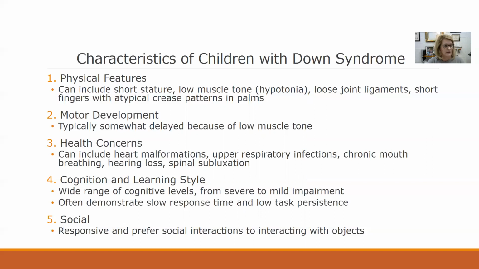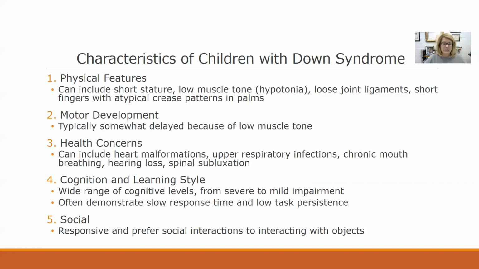Motor control is usually delayed because they have slow muscle tone, but they'll be walking by the age of 2. Health concerns, maybe some heart malfunction or malformations, chronic mouth breathing, mild to moderate hearing loss. Those are some of the health concerns that might come along with Down syndrome.